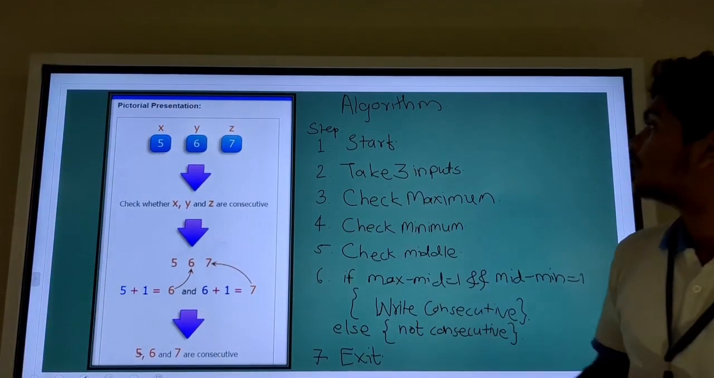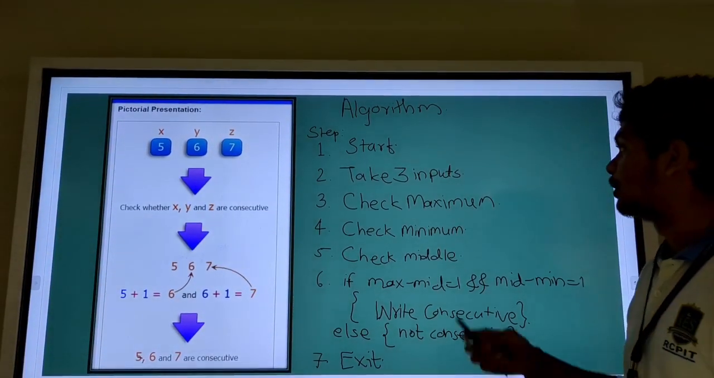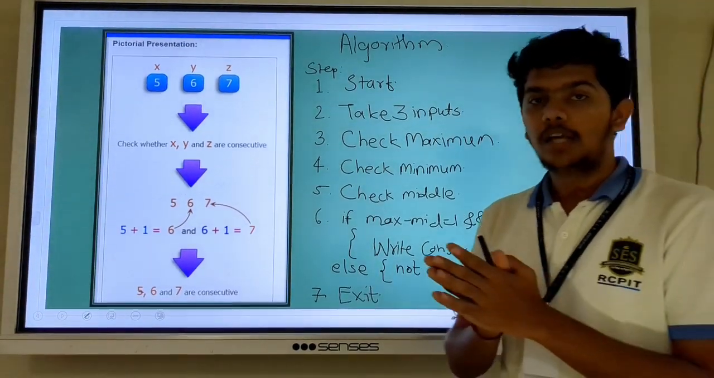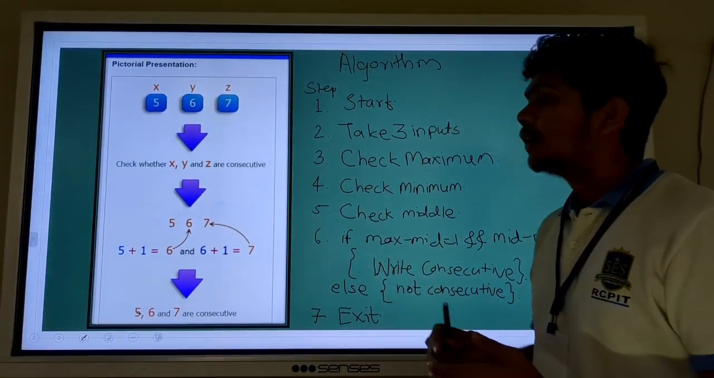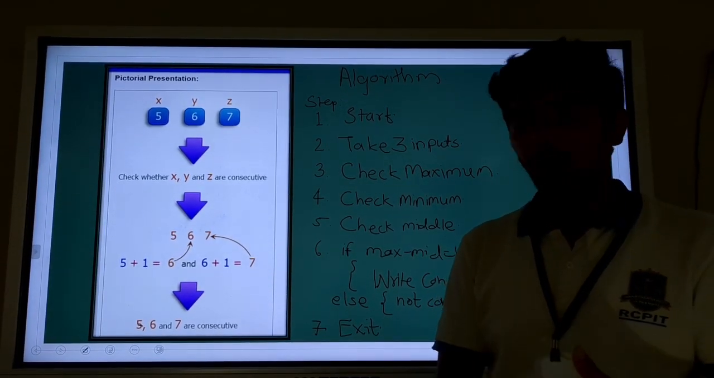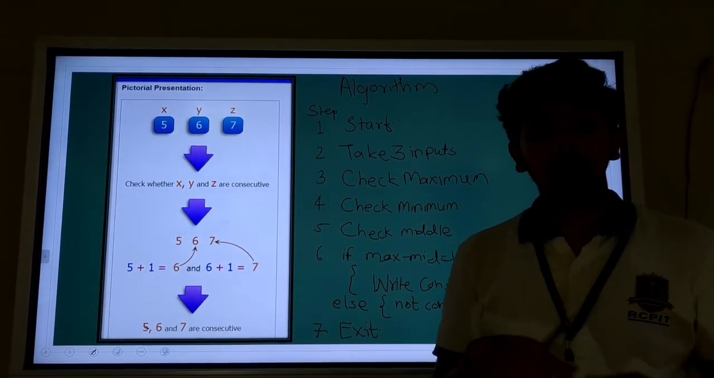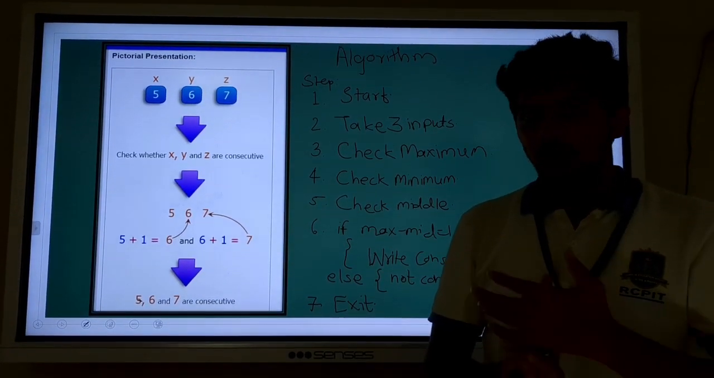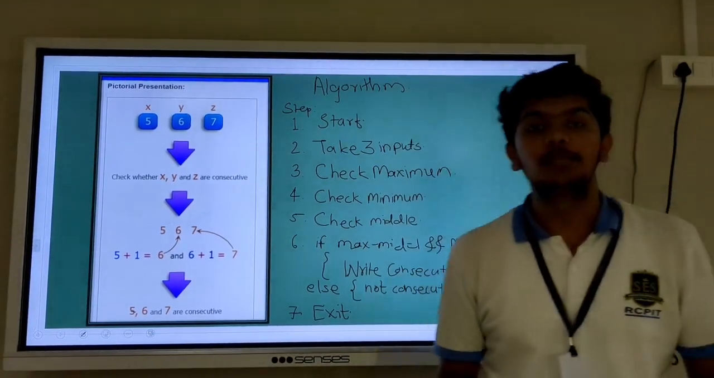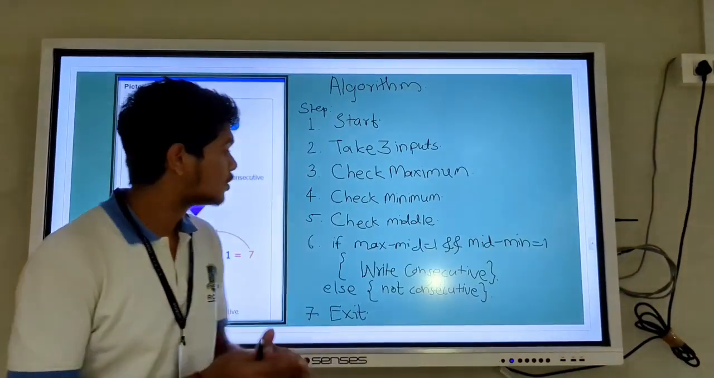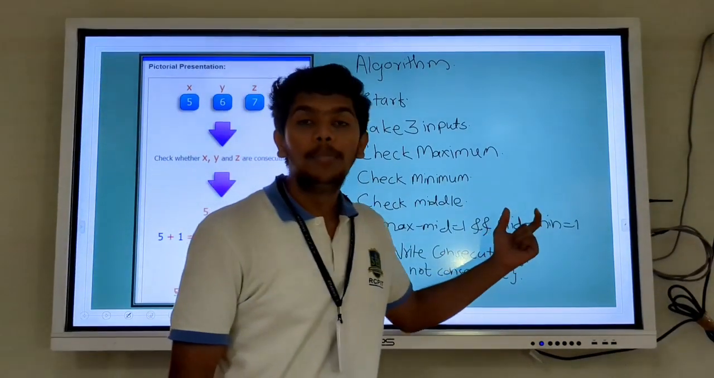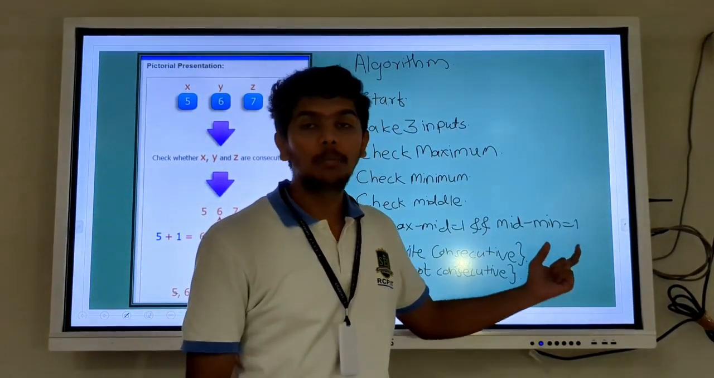In the algorithm, first we'll start the program. Second, we'll take three inputs which we have to check whether they are consecutive or not. In step 3, we have to find the maximum of these three numbers. In step 4, we have to find the minimum of the three numbers. Then we will find the middle number, and the next step is to check whether the difference of the maximum number and the middle number is 1, and the middle number minus the minimum number is 1.